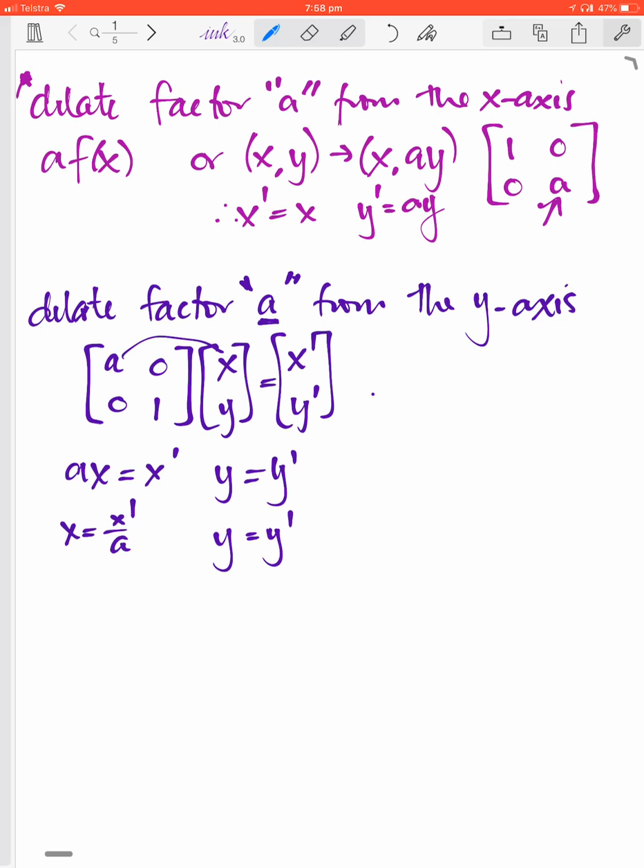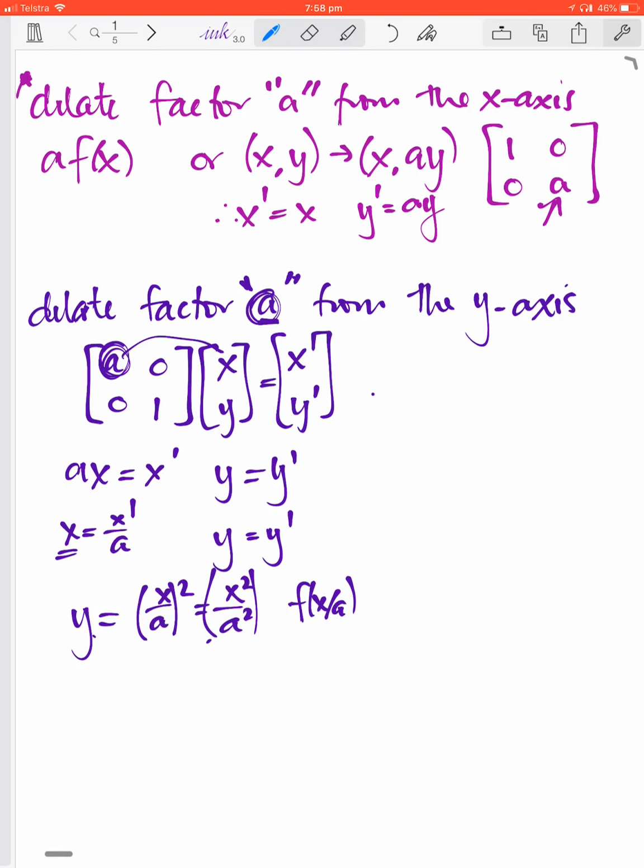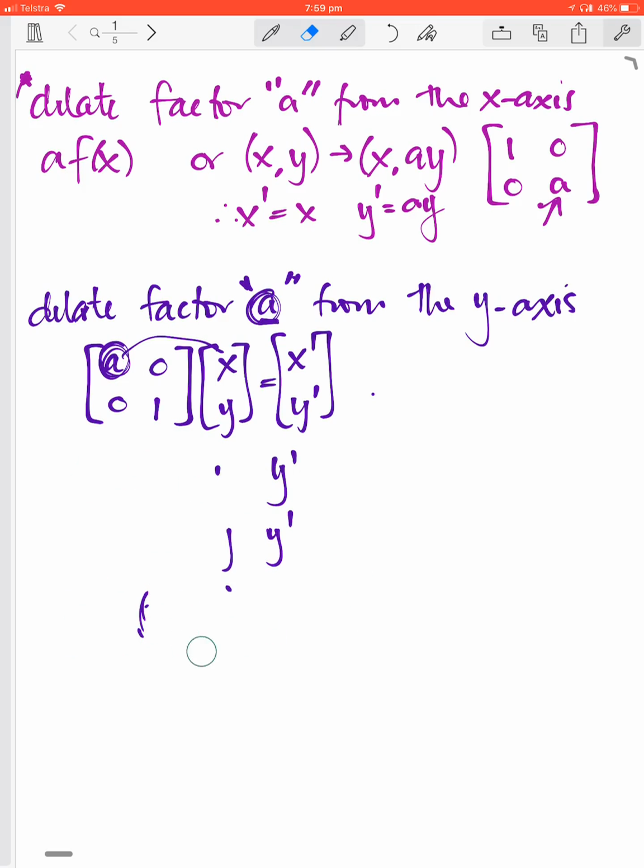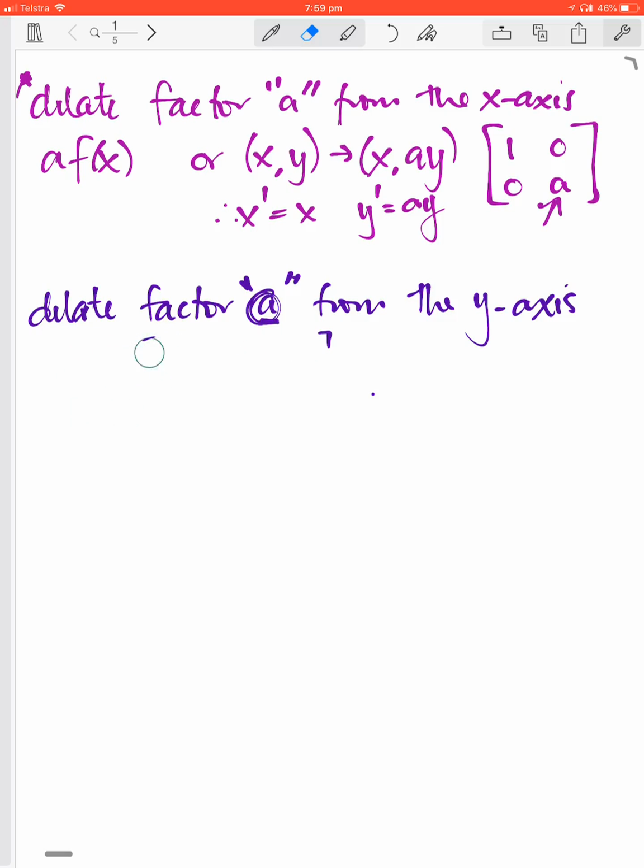Nothing changes. So that means we replace our x's with x on a, and we replace our y's with just y. So if I had y equals x squared, I would get x on a squared, which is x squared on a squared. So if I want to dilate factor a from the y-axis, in function notation, it's f of x on a, and you can see here, this is the graph of f of x on a, because I've replaced x with x on a. So when you dilate from the y-axis, let's write down what we know.